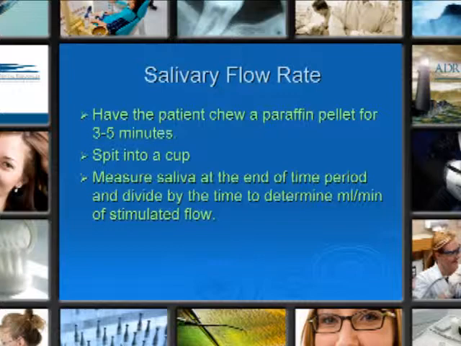But the salivary flow test is done the following way: have the patient chew a paraffin pellet for 3 to 5 minutes, have them spit into the cup continually during that time. Tell them not to swallow their saliva, to spit in the cup. Measure the saliva at the end of the time period and divide by the time to determine the millimeters per minute of stimulated flow.